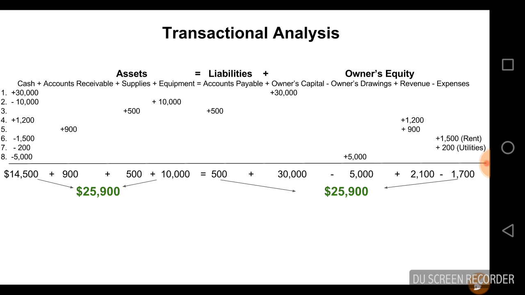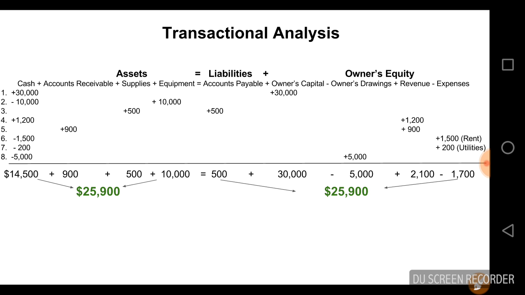The third transaction, the owner purchased supplies on an account. This means the owner went to the supply store and purchased supplies on credit. Okay, so the owner did not pay for the supplies yet, did not pay cash. The owner purchased the supplies on credit from the supply store.